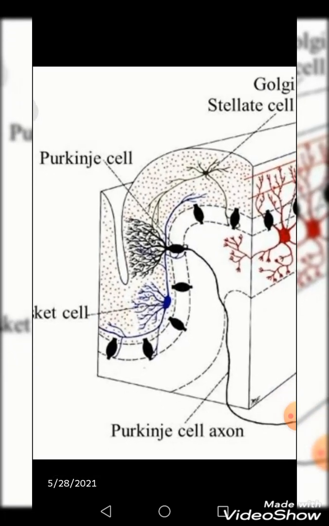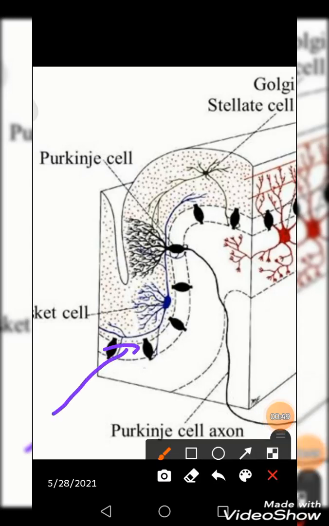Then you can see the second layer, which I will show you, in the middle, the Purkinje cell layer, and they are just looking like the beaded or pearly appearance of a necklace, right?